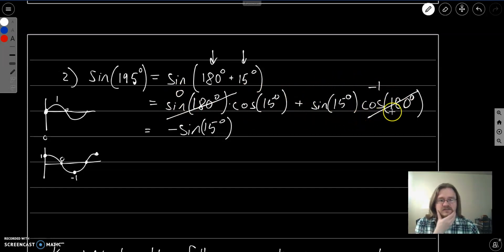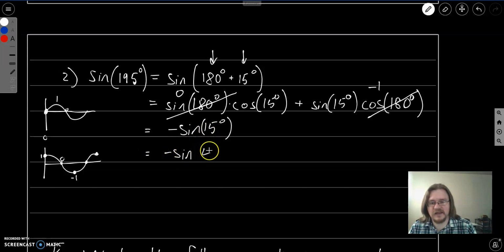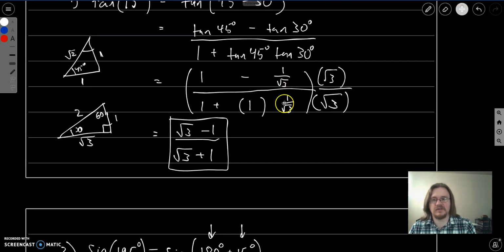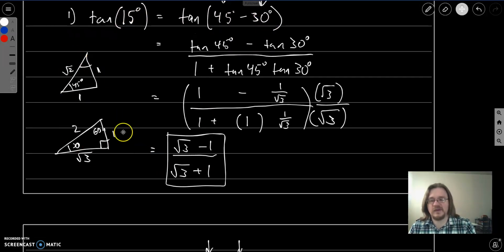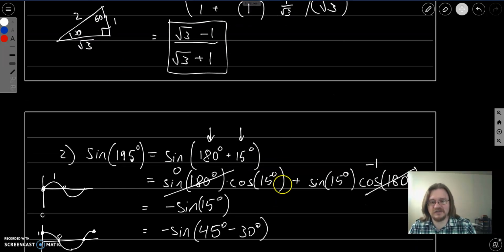Then this second term with a cosine of a 180 degree angle, that's just -1. So this simplifies down to negative sine of a 15 degree angle, which, a 15 degree angle, that's just the sine of a 45 degree minus 30 degree angle. So we'll use the same trick that we had before with the tangent of a 15 degree angle, writing 15 degrees as 45 minus 30. And we have our triangles already set up to use.